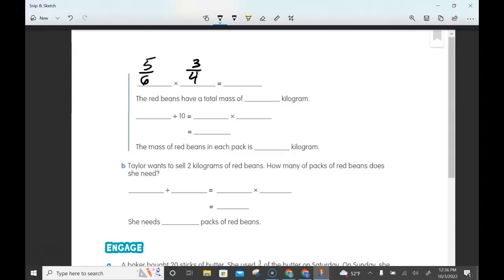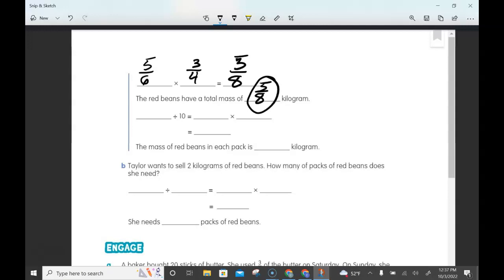All right, now, so what we see is 5/8 would be represented as red beans there. So the red beans have a total mass of 5/8 of a kilogram. Now, if you remember back to our problem, it says that Taylor packs the red beans equally into 10 packs. So now we figure out how many red beans we have, 5/8 of a kilogram. Now we're going to look at how to pack these into 10 different packs.